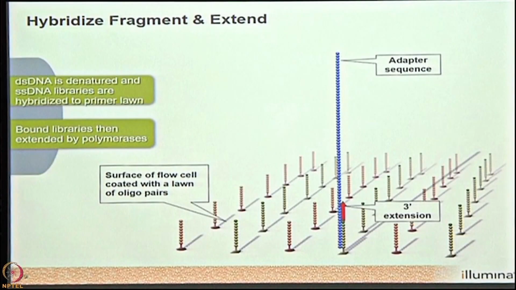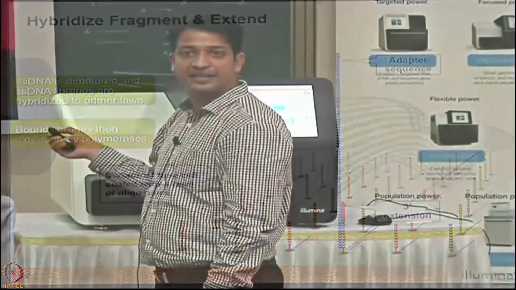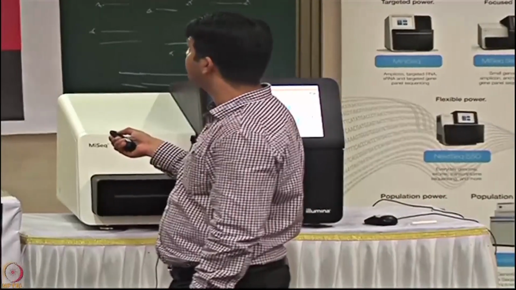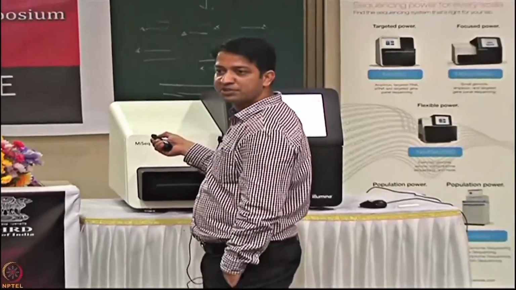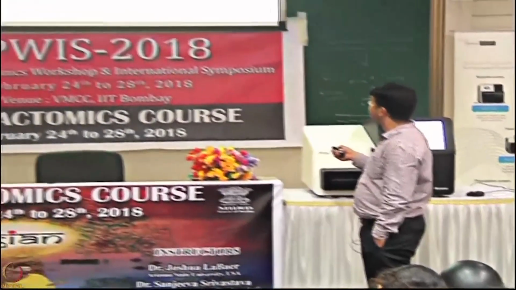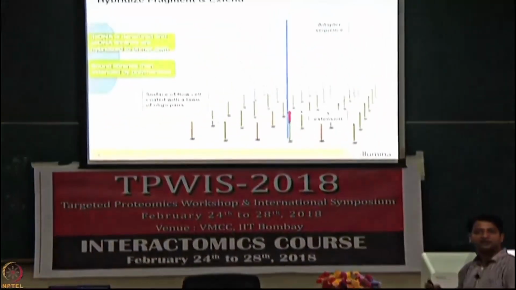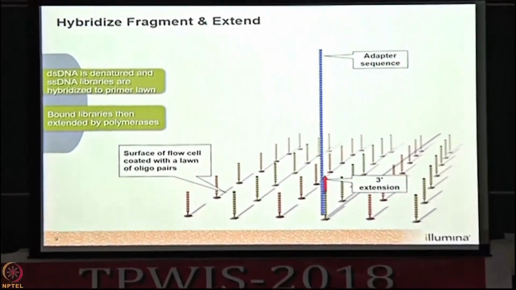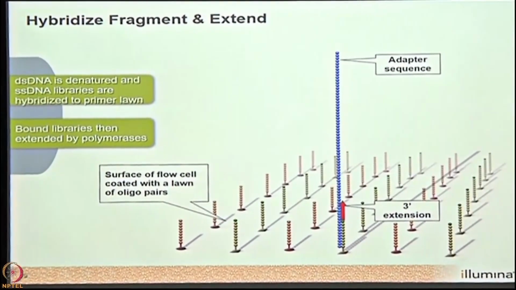One of the fragments will go and bind to the flow cell, right? And this region, you can see how it bound here. Any guesses? With the help of hydrogen bonding, simply because this region is complementary. You can see this is covalently bound to the surface of the flow cell, and this region is complementary, so it will bind with the help of hydrogen bonding. Okay, and we extend this end with the help of DNA polymerase.